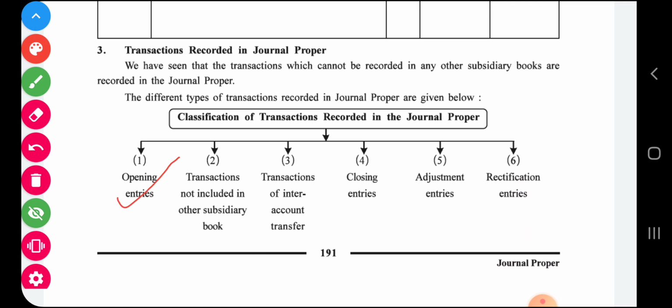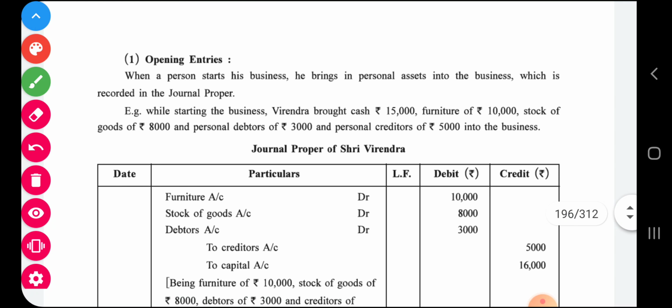One is opening entry, second transactions not recorded in other subsidiary books, transactions of inter-account transfer, closing entry, adjustment entry and rectification entry. 6 categories na transactions che, they are recorded in journal proper. So we will try to discuss all these 6 categories one by one.